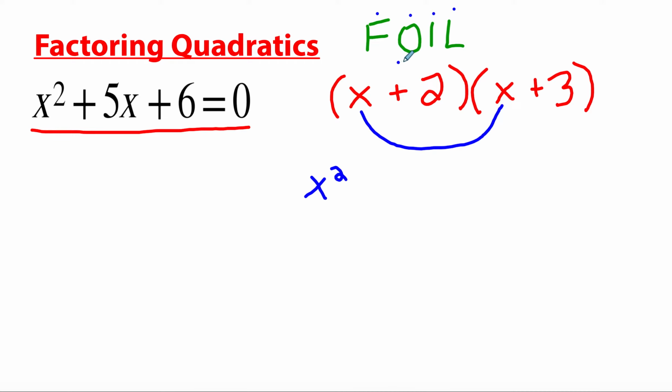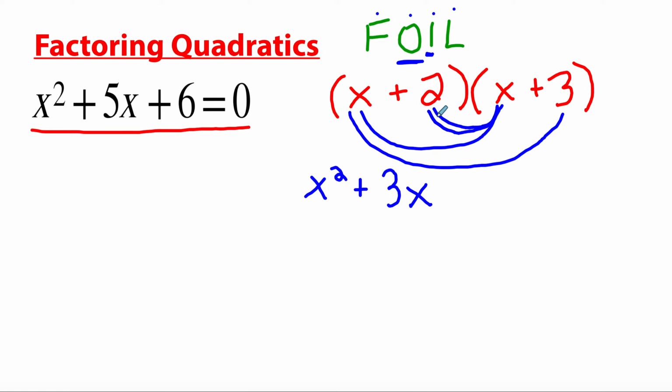Now I'm going to multiply the outside terms. Well, what are the outside terms? X and 3 are the outside terms. So 3 and x, they're both positive, so I'm adding 3 times x is 3x. Now I'm going to multiply the inside terms by each other. That's 2 and x. These are two inside terms, so those are both positive, so I'm adding a 2x again.